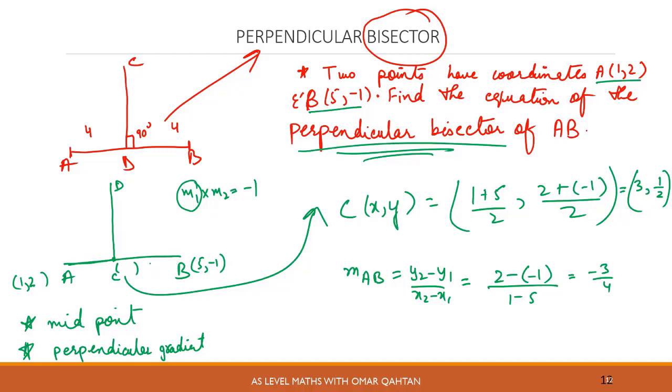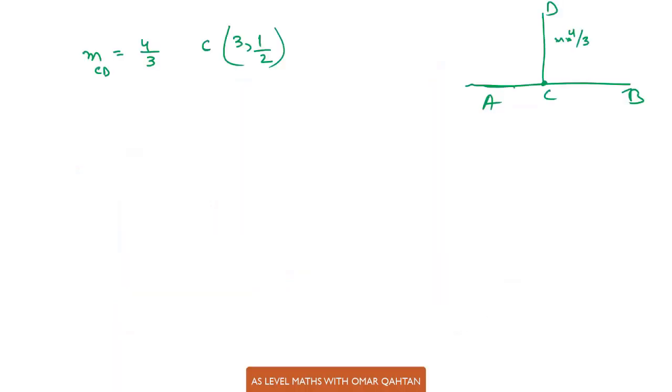What we want to find is the gradient of this line CD. The good thing is that if a line is perpendicular to another line, we can use this formula: it becomes minus 1 upon m_AB. So minus 1 upon minus 3 upon 4 equals 4 upon 3. Now we have found the gradient of the line CD, and the point of intersection is (3, 1/2).